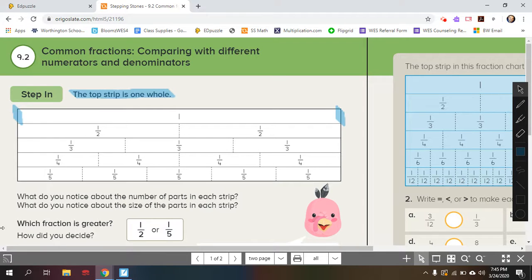The first thing we're going to look at in our step in is it says the top strip is worth 1 whole. So we know from the beginning over here in my fraction wall, all the way across the top till this side, that's 1 whole. I can see that it's 1 whole because it's not cut into any smaller pieces. As I work my way down the strips, I notice that they're getting cut into more and more pieces.